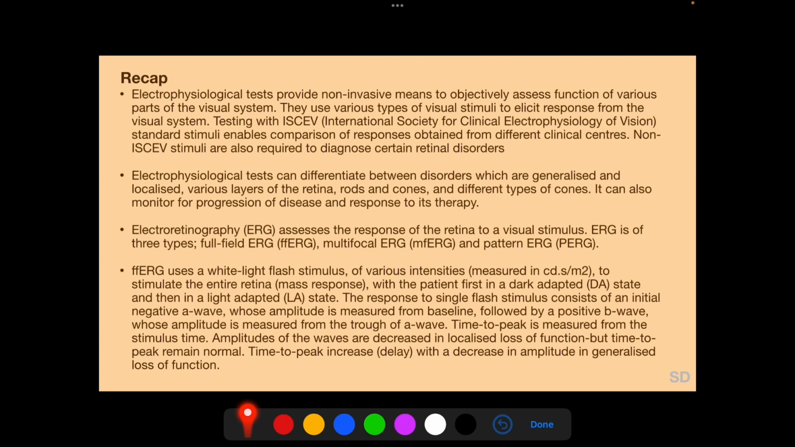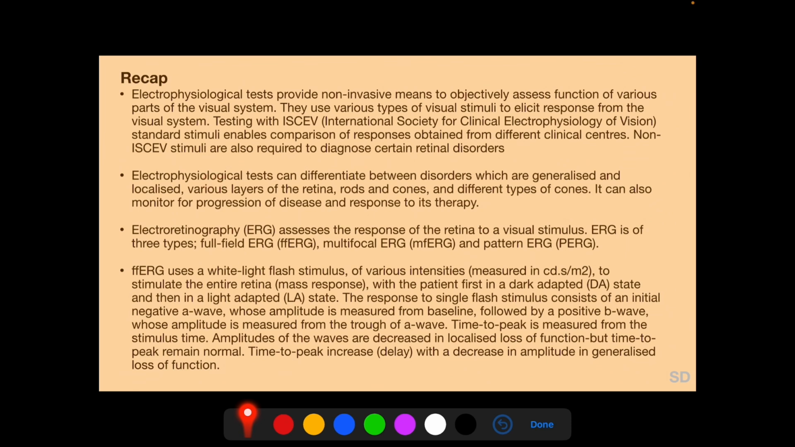To recap the salient points, electrophysiological tests provide non-invasive means to objectively assess function of various parts of the visual system. They use various types of visual stimuli to elicit response from the visual system. Testing with ISCEV standard stimuli enables comparison of responses obtained from different clinical centers. Non-ISCEV stimuli are also required to diagnose certain retinal disorders.